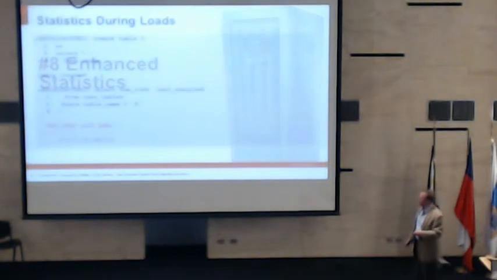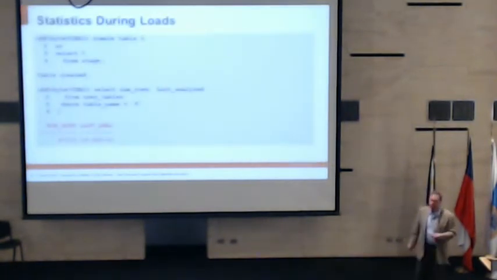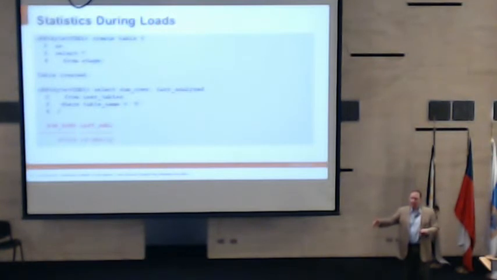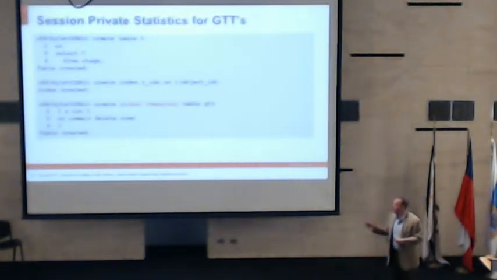Number 8, some enhanced statistics. We have the ability to gather statistics during data loads. So since version 10, every time you create or rebuild an index, we've already computed statistics on it. Starting with version 12, every time you load an empty segment using direct path operations, we'll gather statistics on it. So here I just did a create table as select, and I turn around and I can see that the table's already been analyzed. We also have the ability to have session private statistics on global temporary tables.